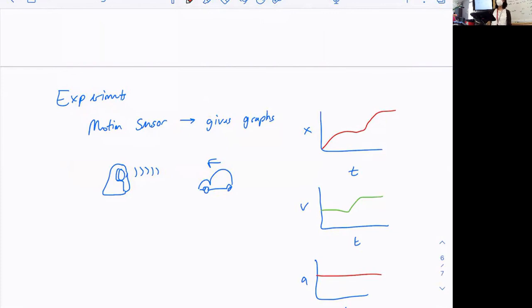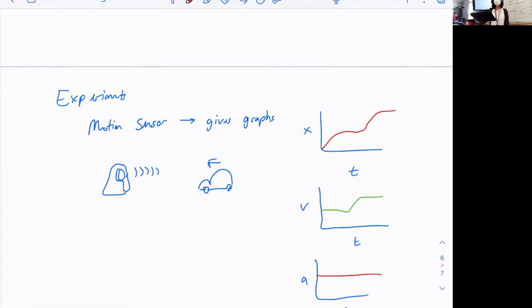Remember though how a motion sensor is set up. The object has to be moving towards or away. So when we think about this later on, a motion sensor is not a good sensor to measure circular motion, right? Because if I've got my motion sensor here, it is not capturing the velocity of something rotating in a circle. A motion sensor can really only capture velocity that is moving linearly.